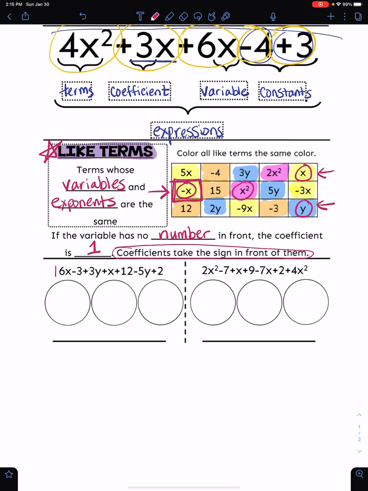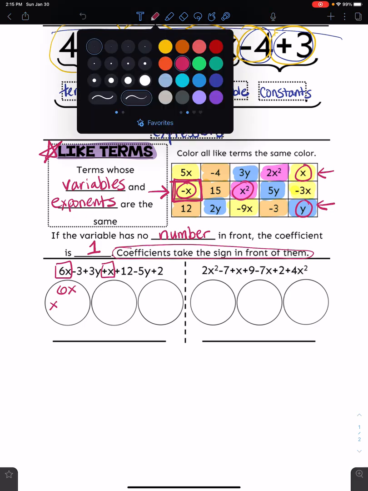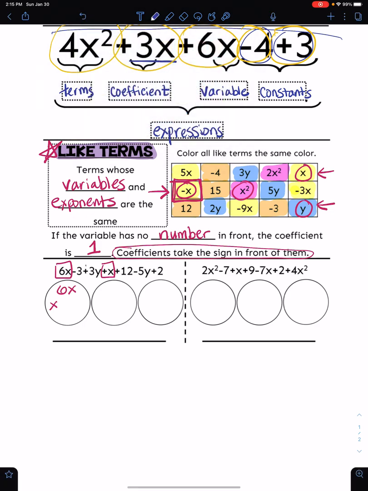So for example, we'll put all the x terms in here. We have 6x. We have x or 1x, right? Those go together because they both have x's. Now let's put everything that has a y, a 3y and a negative 5y, in this one.